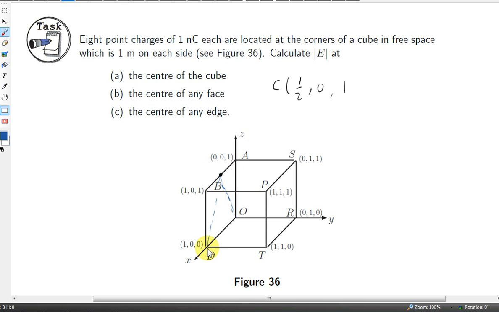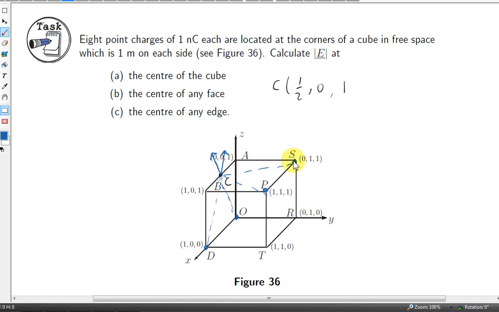Right, let's get the E vector due to charges at O and D. Well, we draw a line from O to C, and we just get our E vectors. The E vectors are on these two lines. They will have the same magnitude because the distance of C to both of these points is the same.